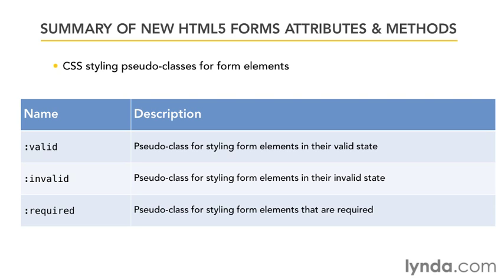And if you saw earlier when I was showing the demonstration form, some fields were red and some fields were green. That's because they were using these styles. So now you can apply pseudo classes to elements so that the browser will style them when they're in a state, such as valid or invalid, or when something is required.